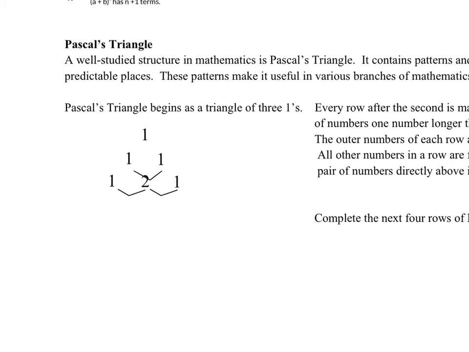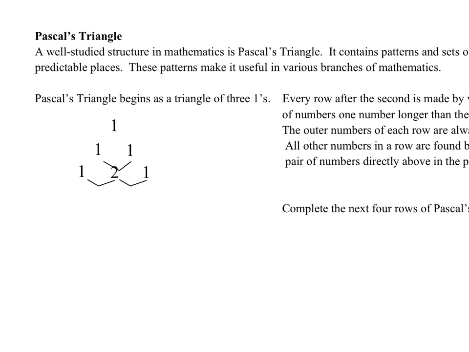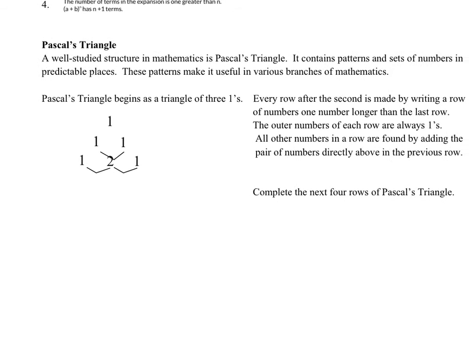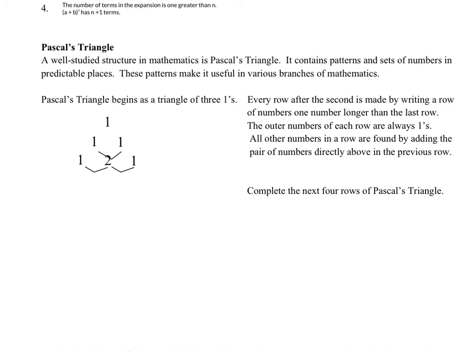Something that I think we've seen before is Pascal's triangle. It is a structure that contains patterns and shows up in various branches of mathematics. The way we create Pascal's triangle is we start with a triangle of 3 ones, and we create each successive row by putting a 1 on the edge on the first and last term, and add up the terms above to create the middle terms.